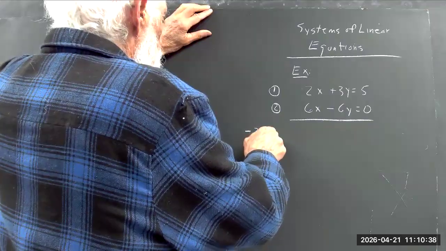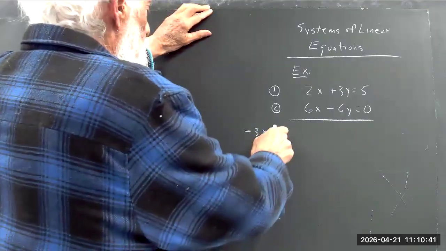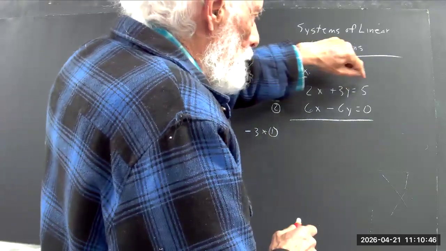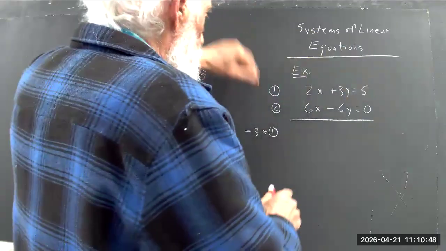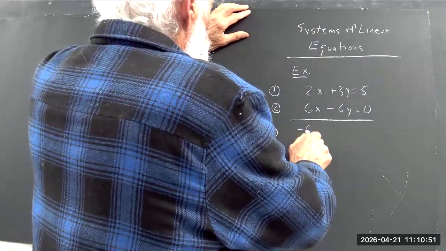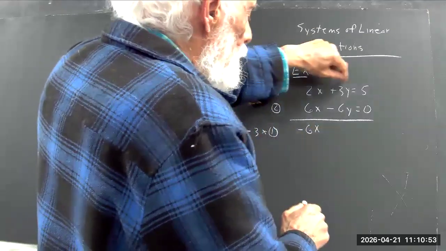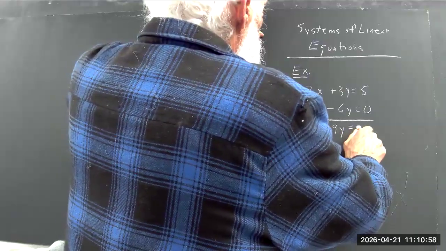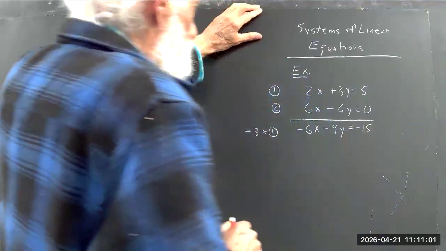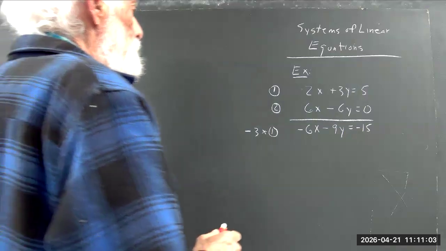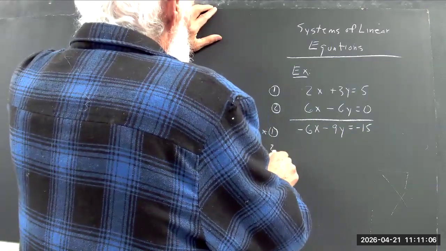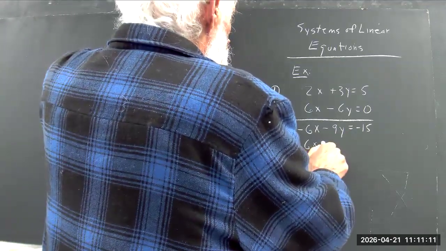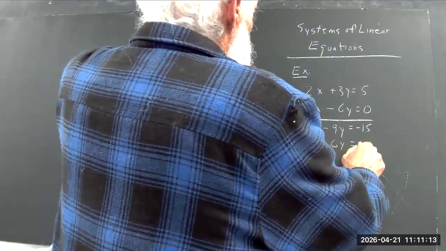So I'm going to do -3, and I'm going to write that down, -3 times equation 1. And that means I multiply both sides, every term, by -3. I'm going to get -3 times 2x is -6x, -3 times 3y is -9y, -3 times 5 is -15. Then I'm going to write down just the second of my original equations, which is 6x minus 6y equals 0.